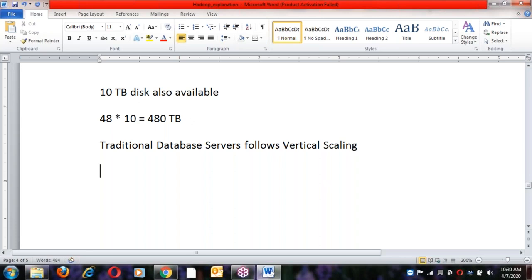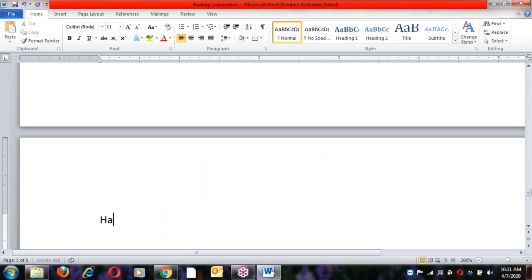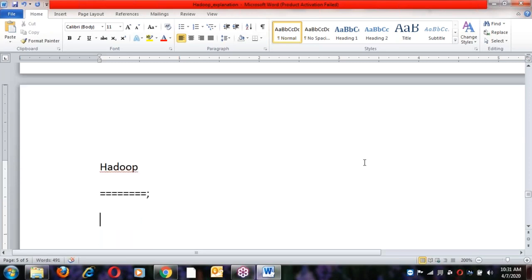Next, if it is Hadoop, let us see data storage in Hadoop. For this purpose, we should discuss Hadoop. So what is Hadoop? Hadoop is a framework.